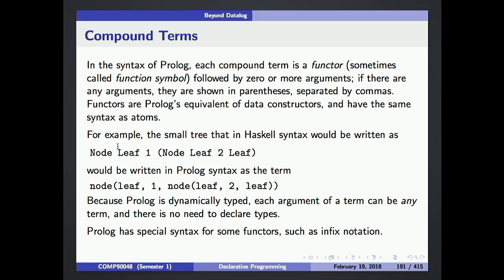So remember, we've seen some small trees in Haskell. I would write something like this. Node, all right, so this is a tree which has a left child, which is just a left child, which is just a single leaf.